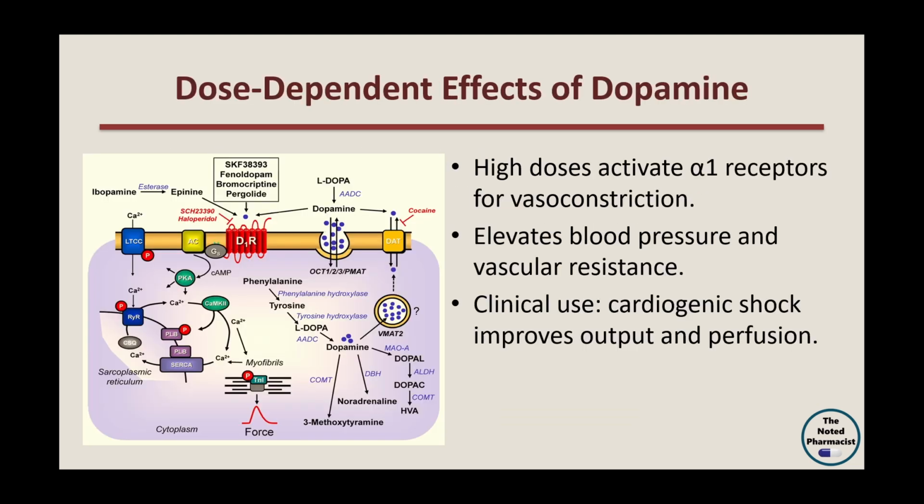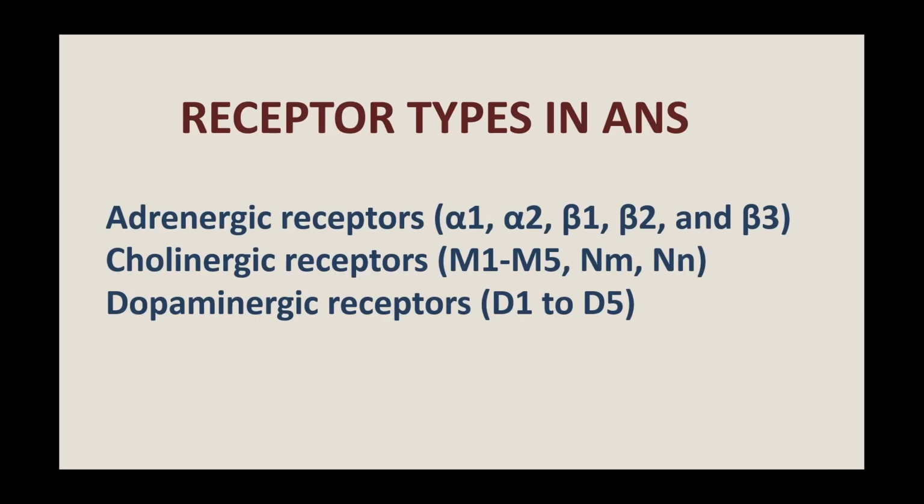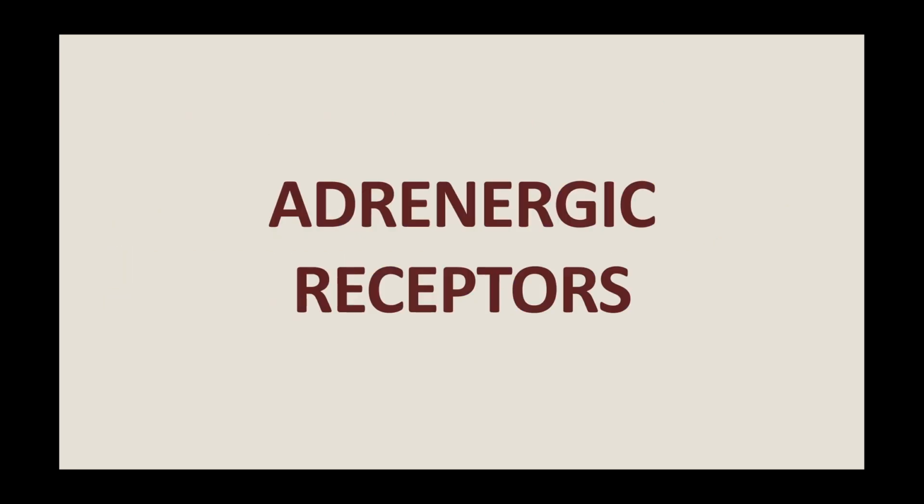Now, we want to take a look at receptors involved in the autonomic nervous system. Receptors in the autonomic nervous system are broadly classified into adrenergic, cholinergic, and dopaminergic types, each with distinct subtypes that mediate specific physiological responses. Let's begin by exploring the adrenergic receptor subtypes and their pharmacological implications.